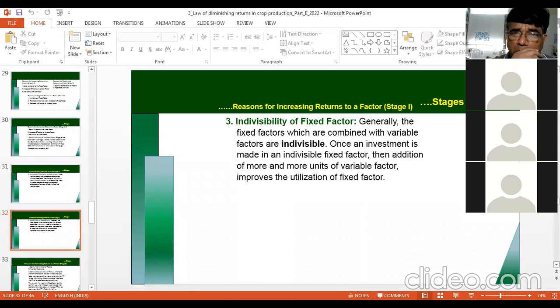Now, indivisibility of fixed factor. Generally the fixed factors which are combined with variable factor are indivisible. If your land is 1 acre, it is 1 acre of land. You cannot reduce it. Once an investment is made in an indivisible fixed factor, then addition of more and more units of variable factor improves the utilization of the fixed factor.